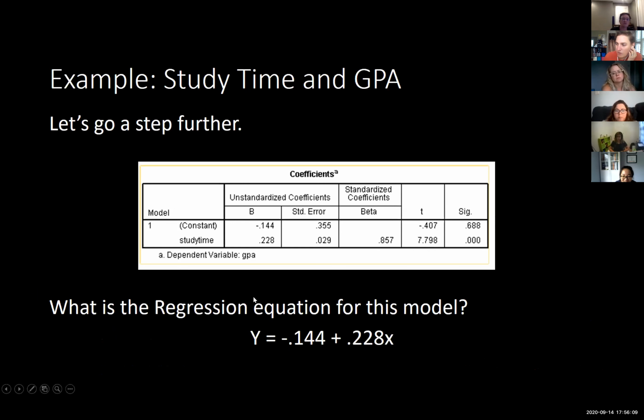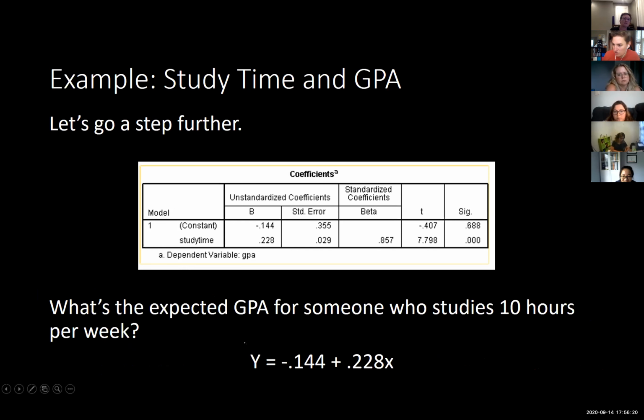And then this is the regression equation for this model. I'm harvesting this B0 here and this B1 right there. So that's the whole thing in one little package. What's the expected GPA for someone who studies 10 hours per week? You replace this X with a 10 and you would get whatever that is. I don't actually know because I am very bad at math.